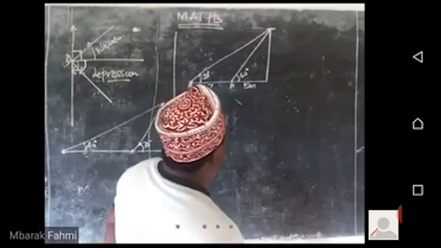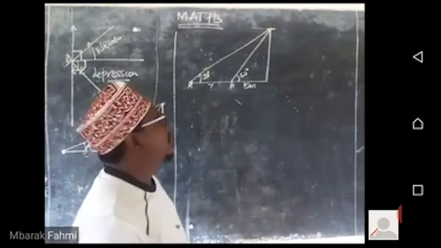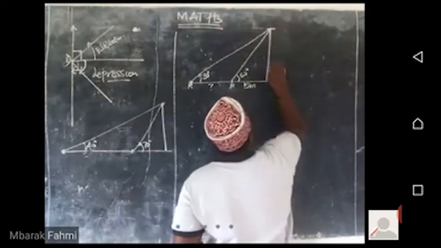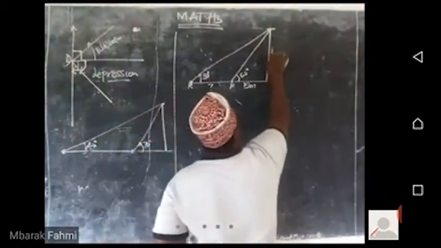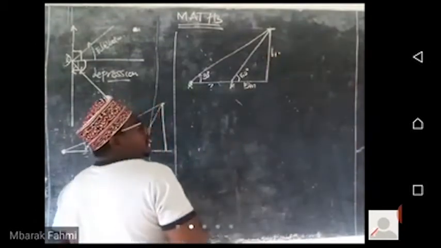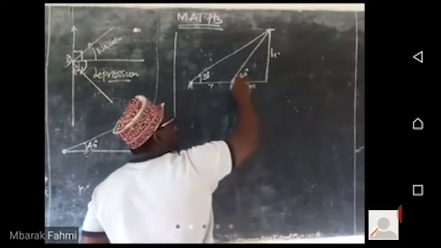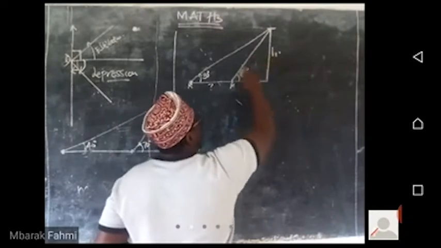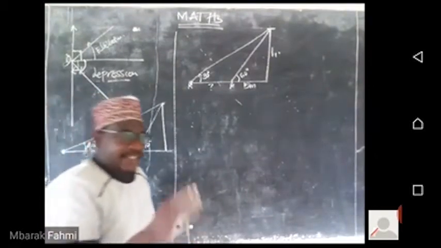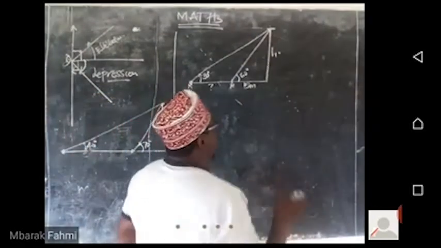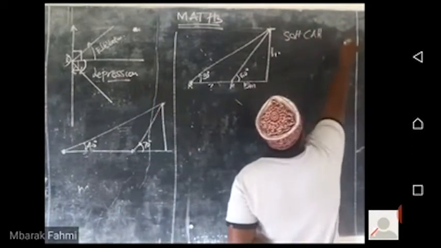First of all, here we can use trigonometry. We need to calculate the height of the tower. If we use this angle and these two sides, this side will be opposite and this one will be adjacent. Opposite and adjacent. Tower.